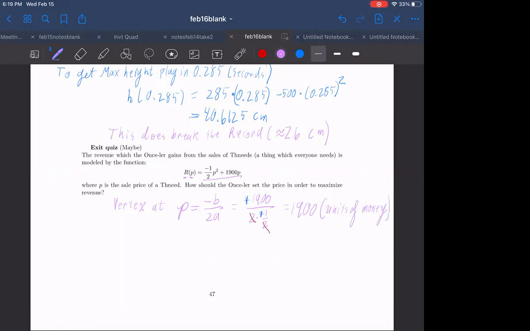And unfortunately the problem doesn't actually specify a currency, does it? So that's the best we can do. It's 1900 whatever's maximize the formula. Now one could find the maximum revenue by plugging in, but read the problem. Does the problem ask you to actually say what the maximum revenue is? It doesn't. So here is the answer. It just wants the price that maximizes revenue. This is the price. All righty.